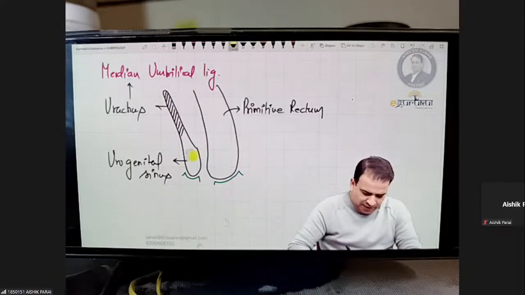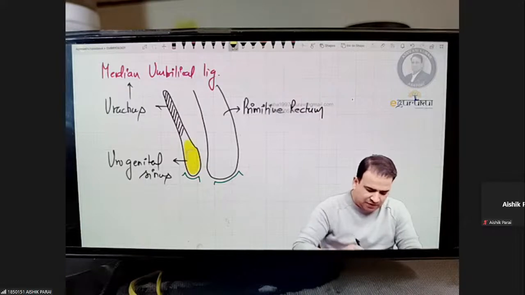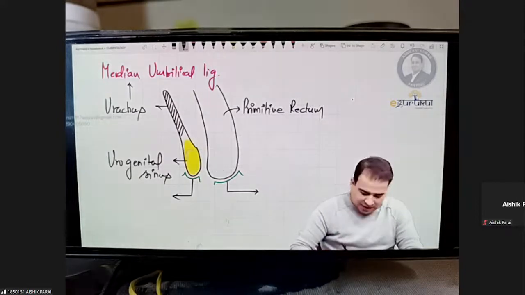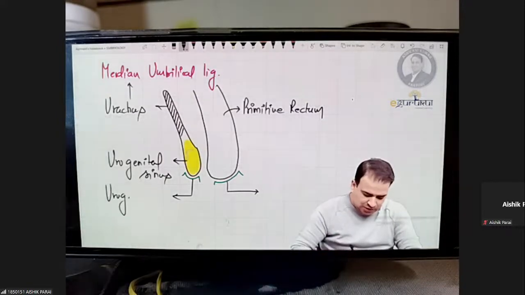So now we already divided this in two parts. This is the urogenital sinus, which is present anteriorly, and primitive rectum behind. And not only this, we have membrane divided in two parts. Now the membrane in front is also called as the urogenital membrane.